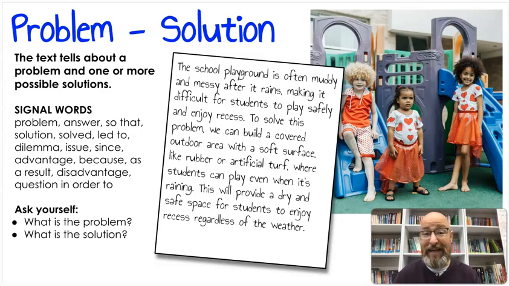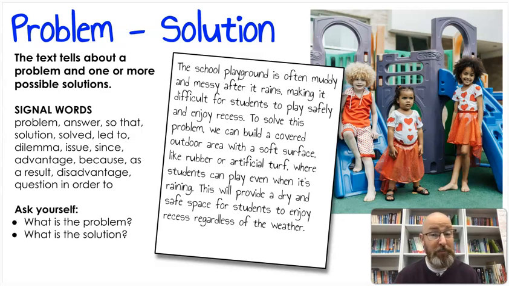So when you're reading these texts, once you figure out it's problem solution, ask yourself, what's the problem? And what's the solution? So again, I have another short problem solution text. The school playground is often muddy and messy after it rains, making it difficult for students to play safely and enjoy recess. To solve this problem, we can build a covered outdoor area with a soft surface, like rubber or artificial turf, where students can play even when it's raining. This will provide a dry and safe place for students to enjoy recess regardless of the weather.